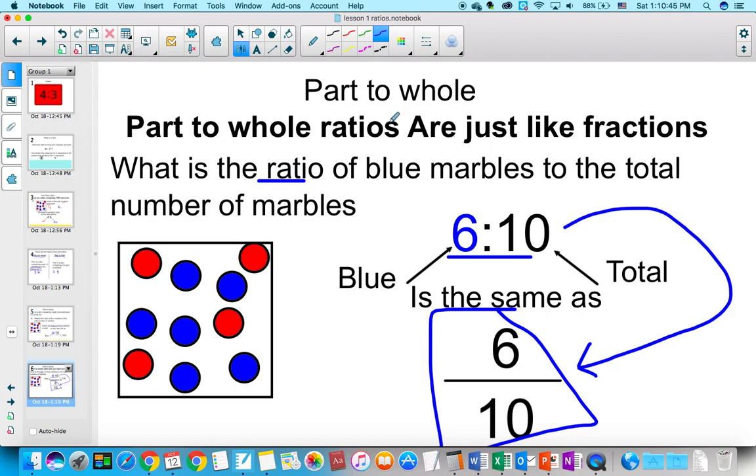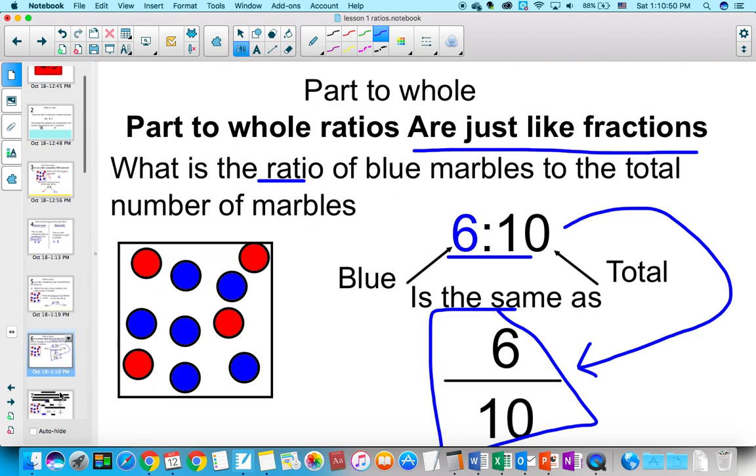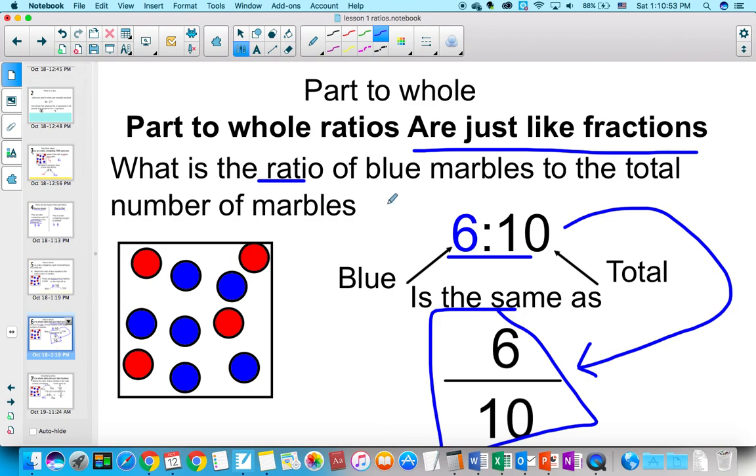So part to whole ratios can be represented as fractions, right? And the reason for this is because fractions are the part to the total number of parts. So if I have 3/4 of anything, I'm saying I have 3 out of the total of 4. And here we're saying 6 out of the total of 10. So part to whole ratios are the same as fractions.